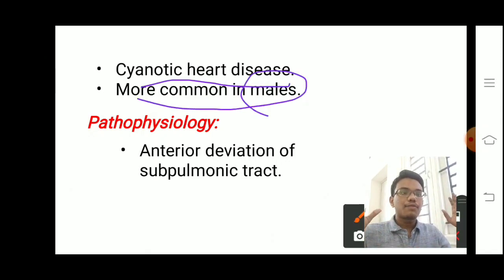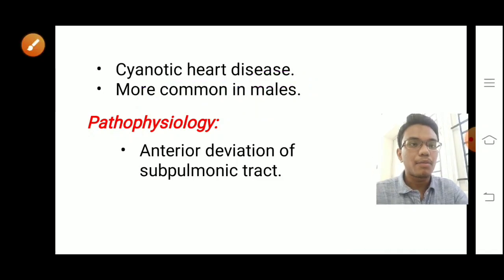Whereas in case of ASD as well as PDA, we had learned that the incidence was more common in females than males, but here Tetralogy of Fallot is more common in males. Okay, and what is the pathophysiology of this Tetralogy of Fallot? Let me draw a simple diagram now.